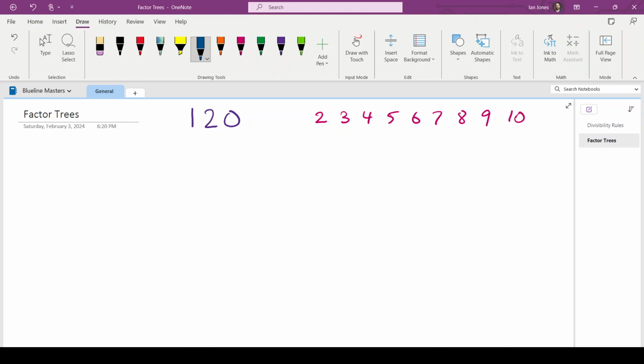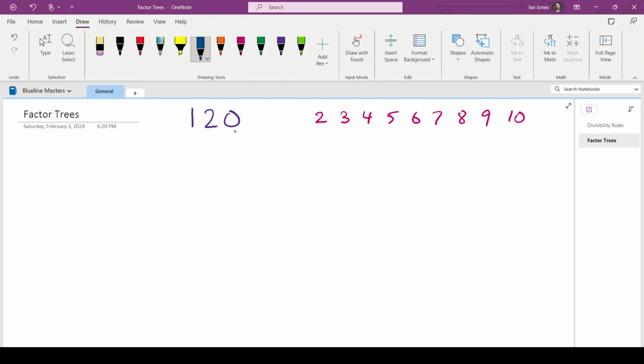I'm trying to get it into its prime factorization. That is a list of numbers where all of those numbers are primes, and when you multiply them together, you get 120. So first I'm going to just do it the way I personally would do it.